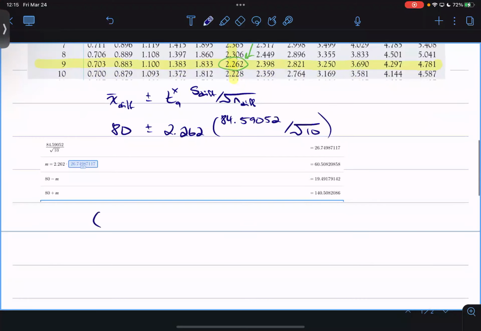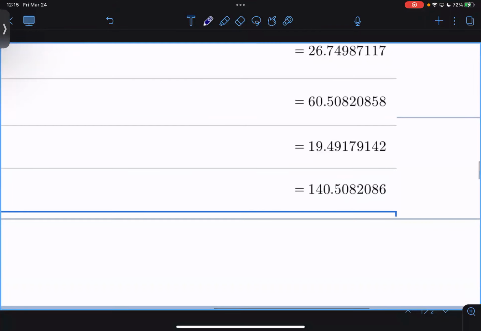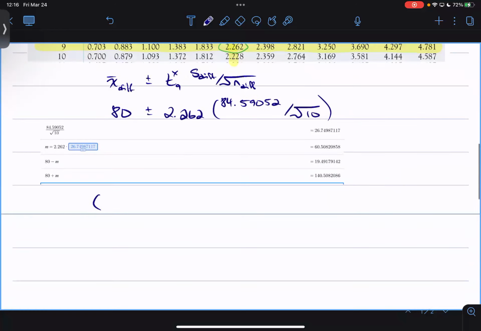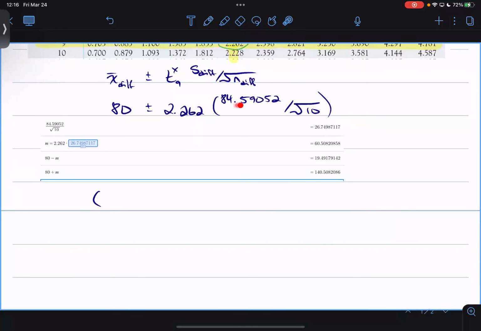So then my interval, remember this is a difference in money, so I'm going to round it to 2 decimal places. Sorry, they're super tiny. 19.49 and $140.51. Quite a large range, right? But that's because of this huge standard deviation, right? So it's somewhere between $19.49 and $140.51.